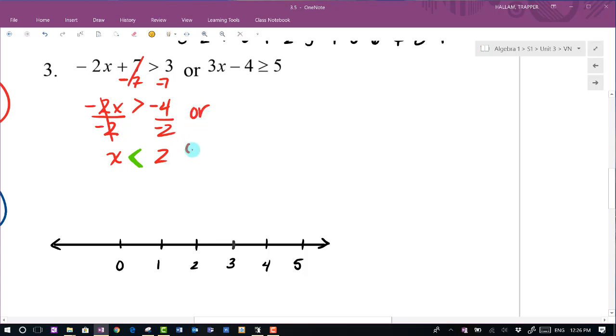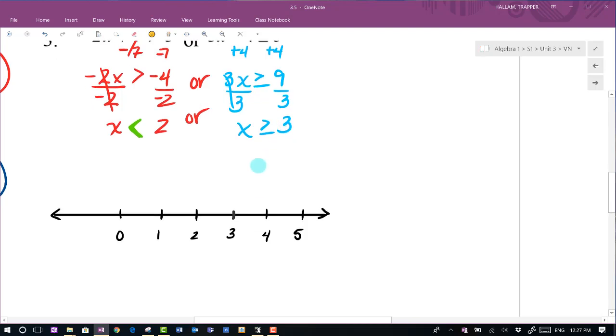All right, let's do the or statement and solve the other side of this inequality. So over here, I've got 3x minus 4 is greater than or equal to 5. Solving for x, I'm going to add 4 to both sides. I get 3x is greater than or equal to 9. I'm going to go ahead and divide by 3. X is greater than or equal to 3. Again, no flipping, no multiplying or dividing by a negative.